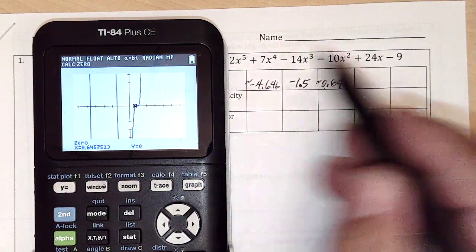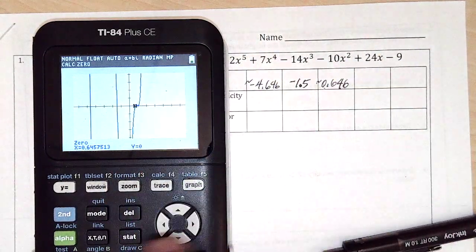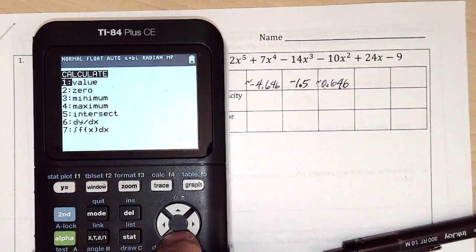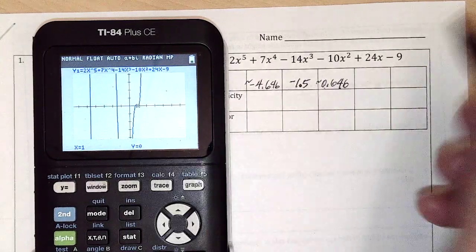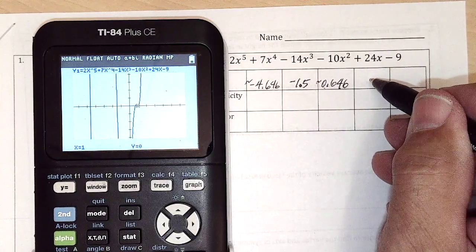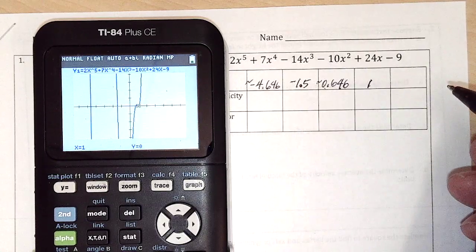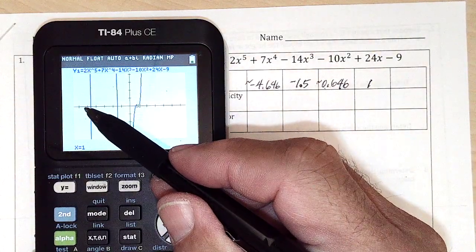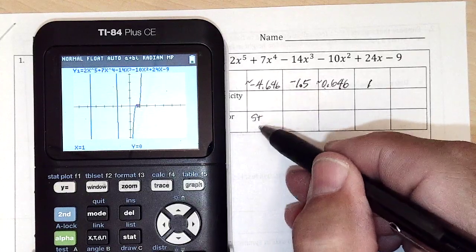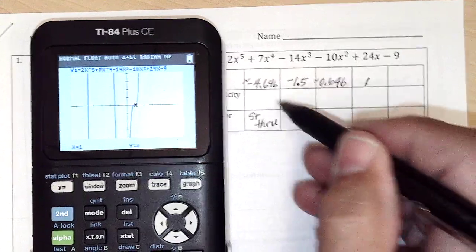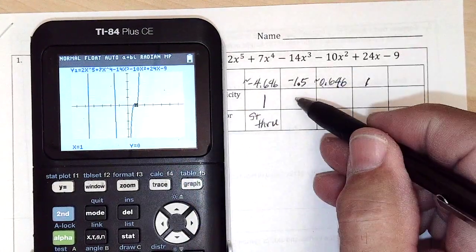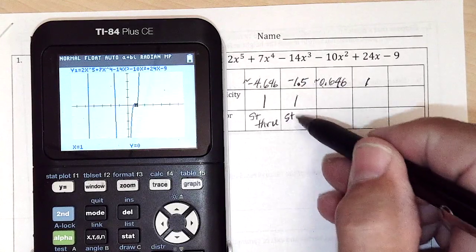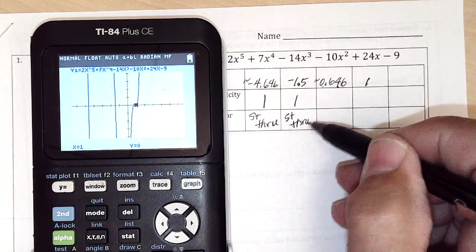And then there looks like there's one more. It looks like at 1. So I'm going to check the value at 1, and it says it is 0. So at 1 we get a 0. Now this one looks like it goes straight through. So it looks like it has a multiplicity of 1. This one looks like it goes straight through. So it has a multiplicity of 1.